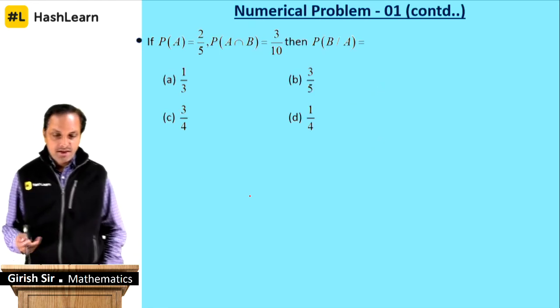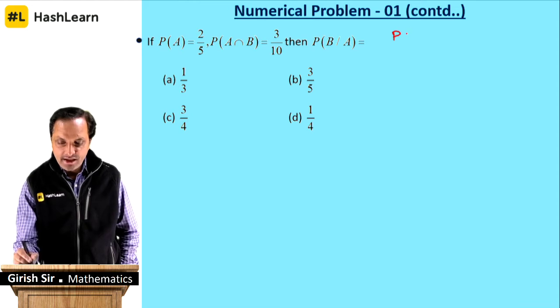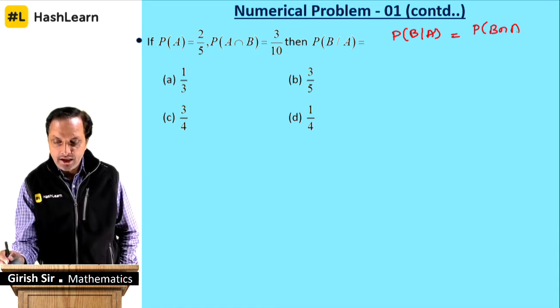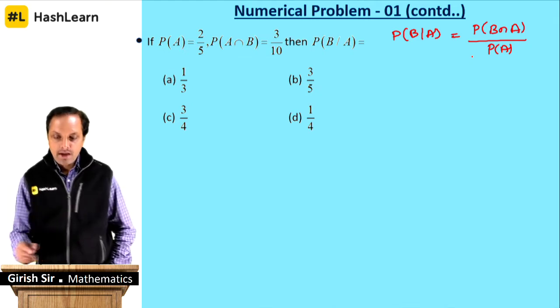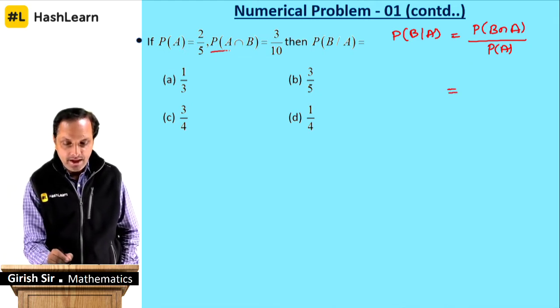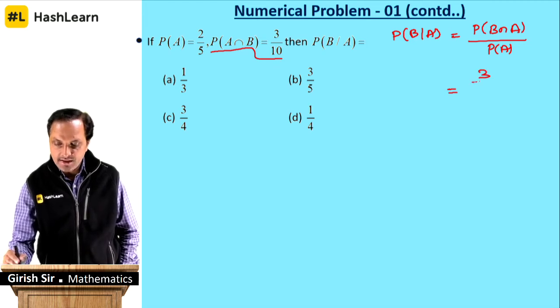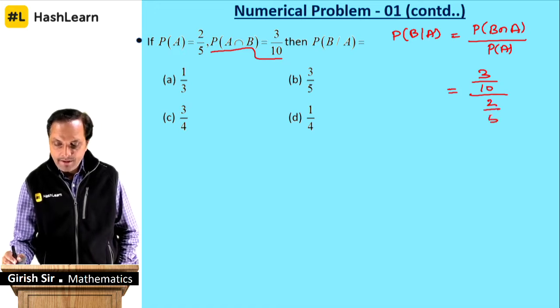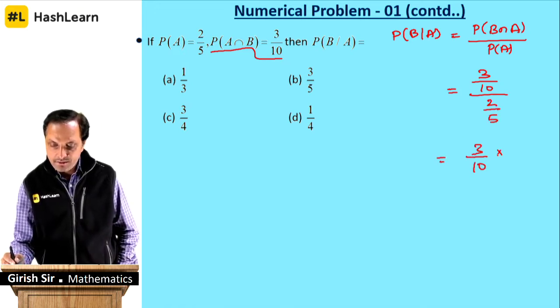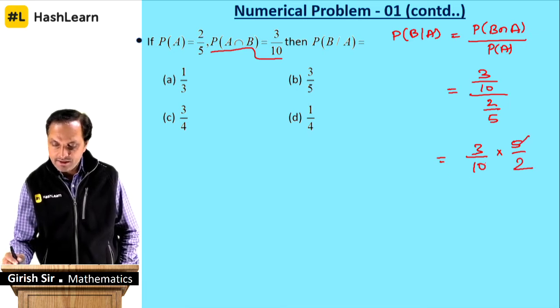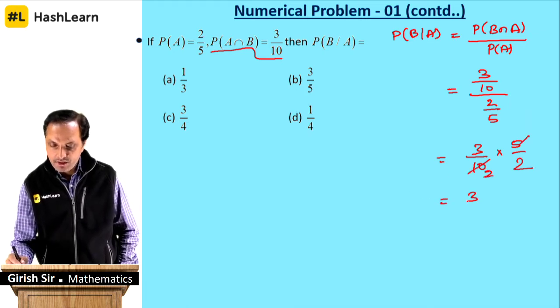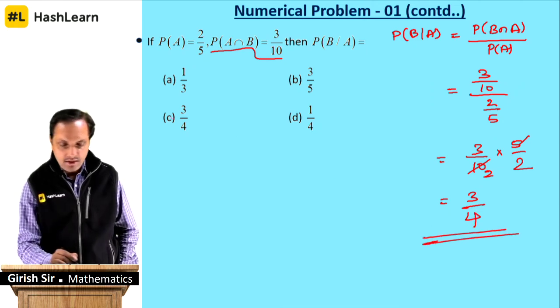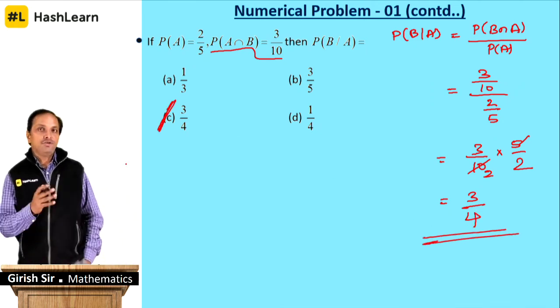Chalo, let us see how to do this one. What is the formula? Probability of B conditional A is probability of B intersection A divided by probability of A. So substitute here. Probability of A intersection B is nothing but B intersection A, which is given as 3 by 10. And probability of A is given as 2 divided by 5. So this becomes 3 by 10 into 5 by 2. That will give you 5 ones are 5. 5 into 2 is 10. That should give you 3 divided by 2 into 2 is 4, which is reflecting in option C, and that should be your answer.